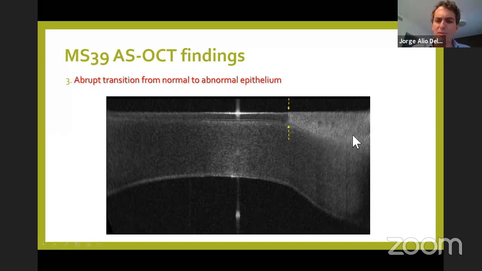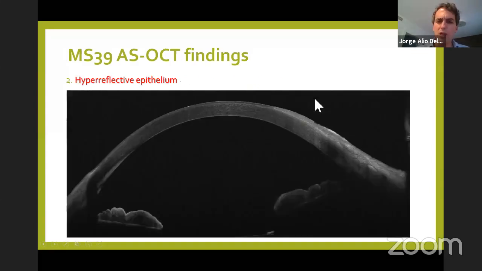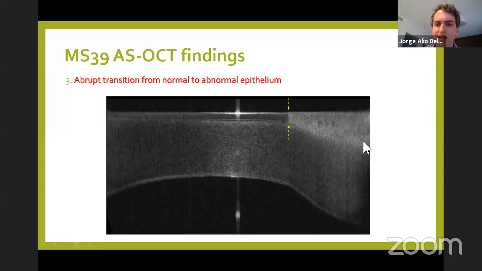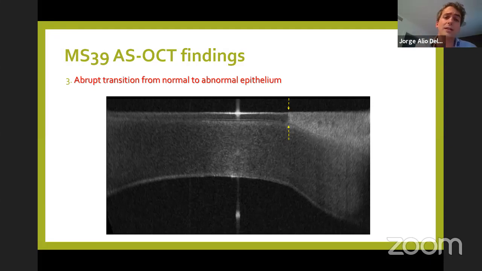Thickened epithelium, hyperreflective, and with an abrupt transition zone, see how beautifully it is seen over here. When we have the whole picture of the cornea, of course, we see that here there is an abrupt transition zone, but the way it's seen here is beautiful. The only limitation is that we can only take this picture from the central cornea. And this lesion had the characteristic that it was encroaching up to the near paracentral cornea, so we could have this image.